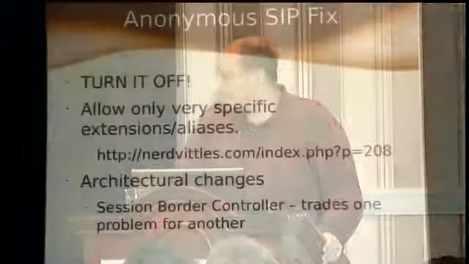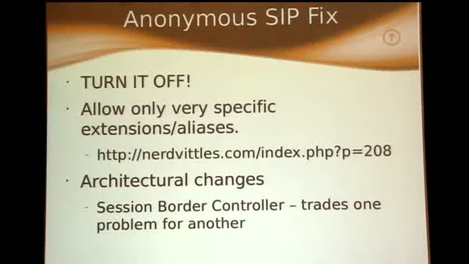There are some ways in which you can allow only very specific extensions or aliases. I've left a link here in case people want to use it. I'm hoping that some people will get the slides after this talk, so that you'll be able to use some of these things. There are also some architectural changes that you can make in order to control some of these SIP problems. In some ways, it only trades one problem for another, and in a lot of ways with security, that happens all the time.